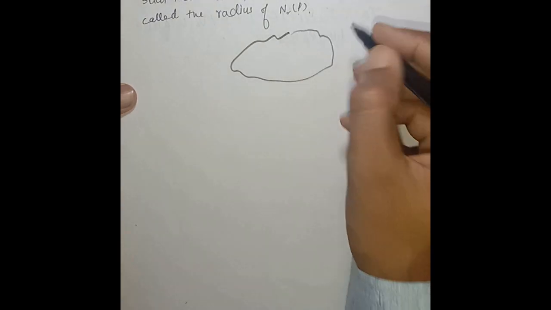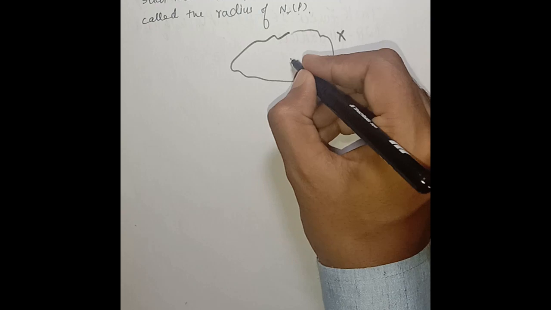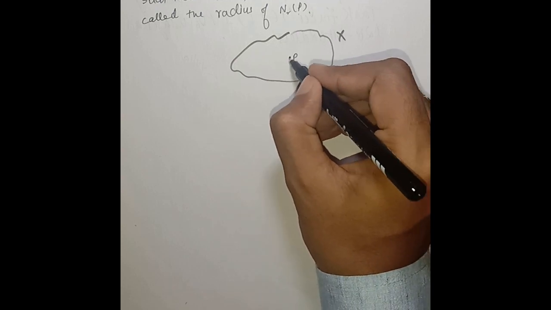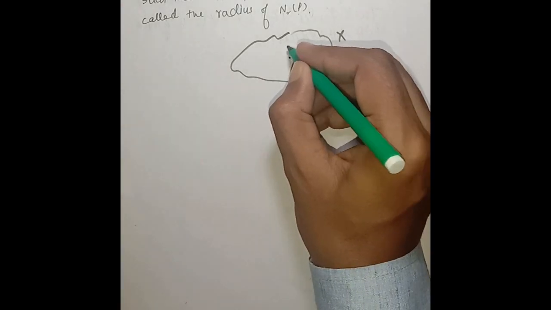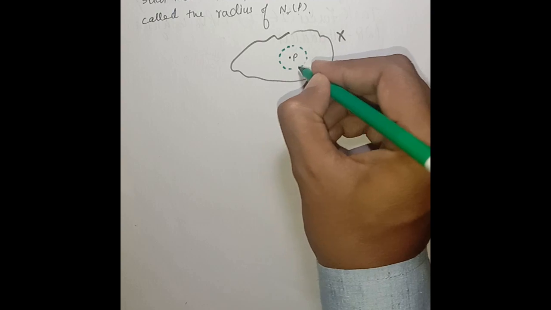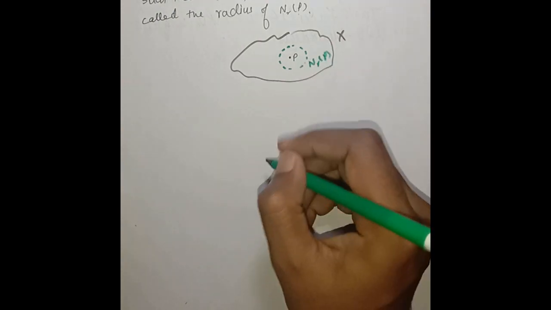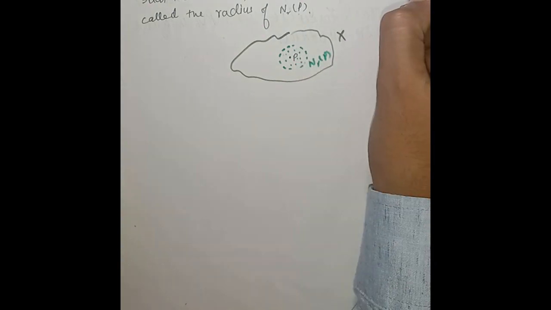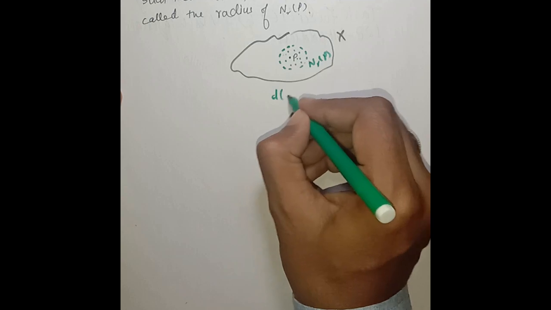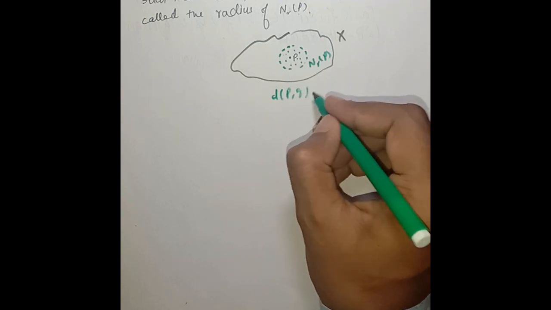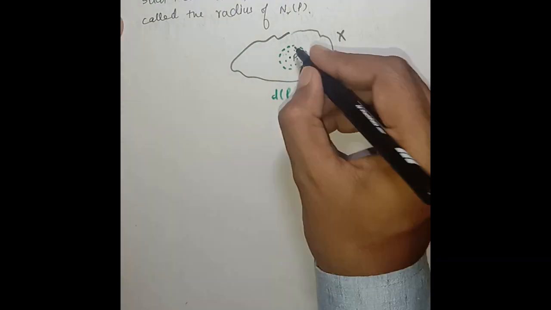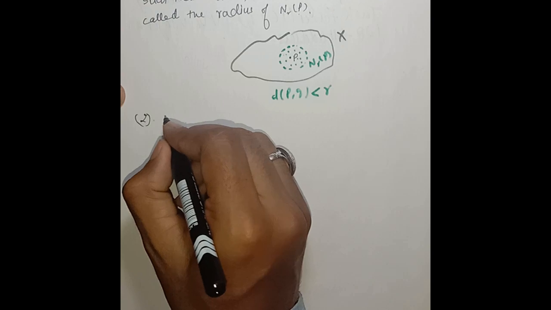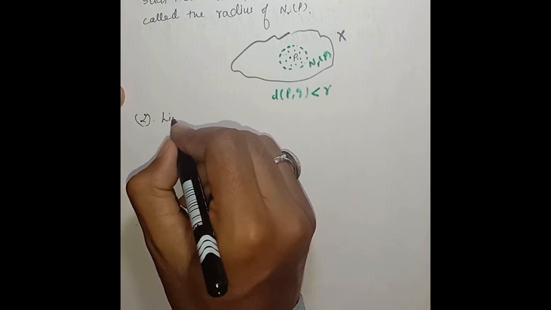Suppose we have a metric space X. P be any point in the metric space, then the neighborhood of P is denoted by NRP, and it is the collection of all those points of X such that the distance between P and Q is less than R. So this set is called the neighborhood of P. Now the next definition is very important, and the definition is of limit point.